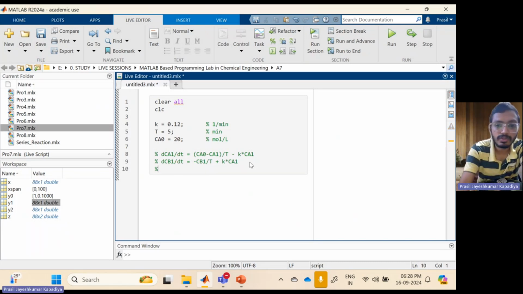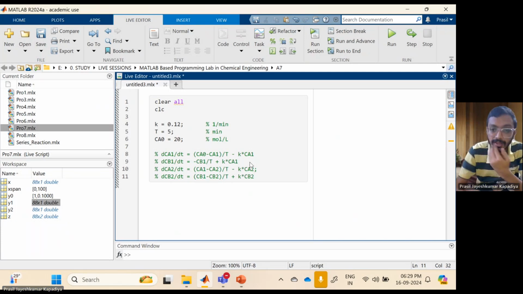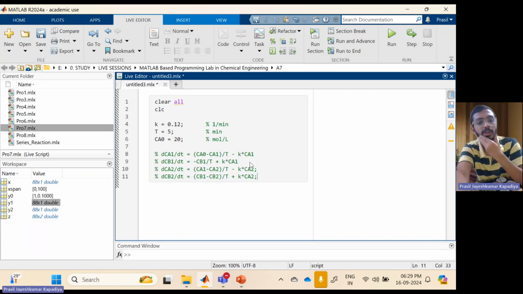Now, let's write it down for the second reactor. dCA2/dt is equal to (CA1 minus CA2) divided by T minus K into CA2. Correct? My fourth equation is dCB2/dt. Here we have some initial concentration of CB1, so I will write it as (CB1 minus CB2) divided by T plus K into CA2, because B is forming at the rate K.